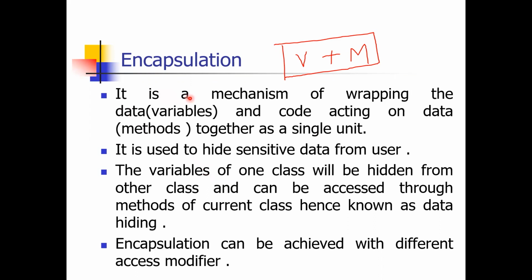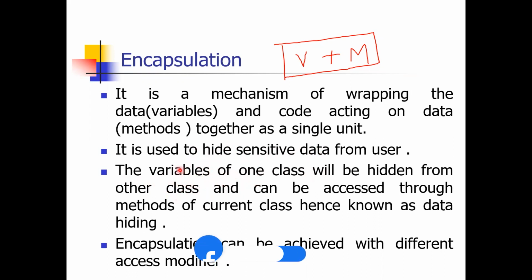It is a mechanism of wrapping the data and the code acting on the data, that is methods, together as a single unit. What is the need of encapsulation? The need of encapsulation is to hide sensitive data from the users. So variables of one class will be hidden from the other class.